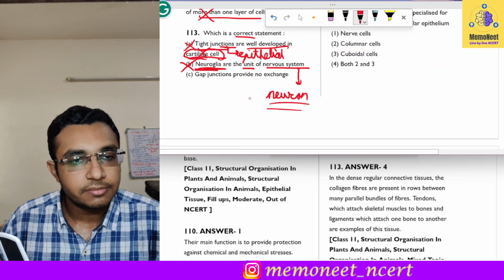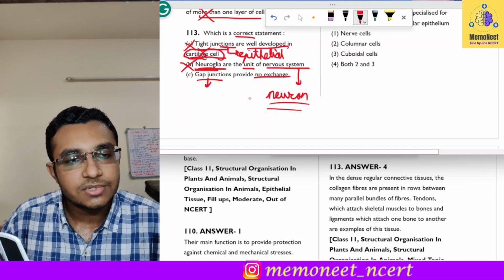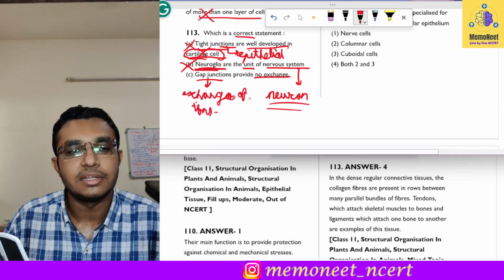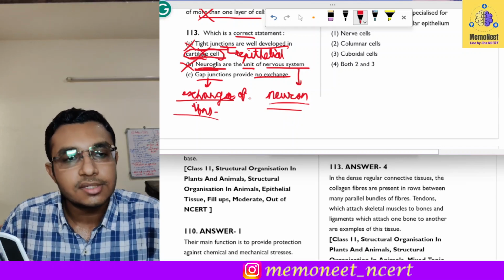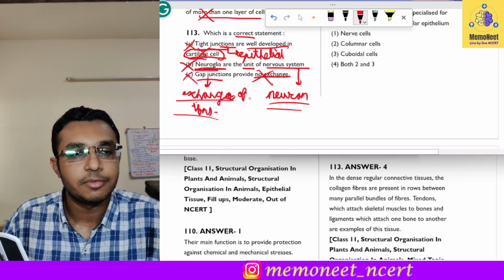The third statement is gap junctions provide no exchange. The function of gap junctions is exchange of ions and materials. But in the statement it is given they provide no exchange, so that is incorrect. The third statement is also incorrect.